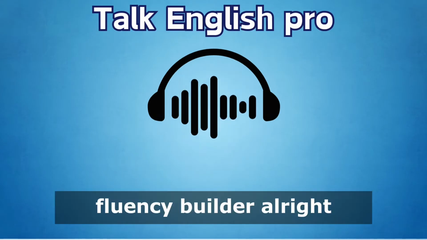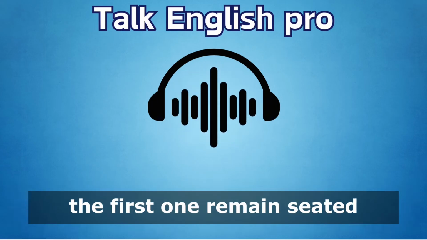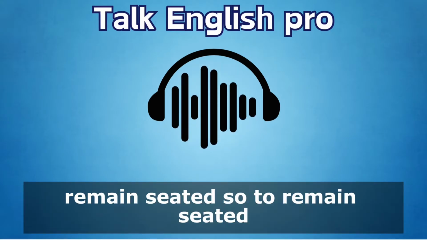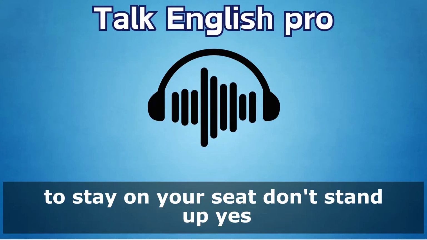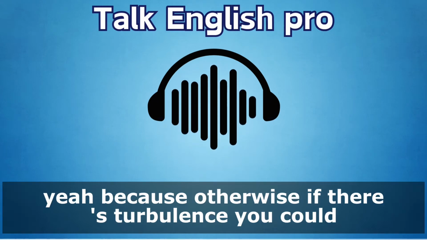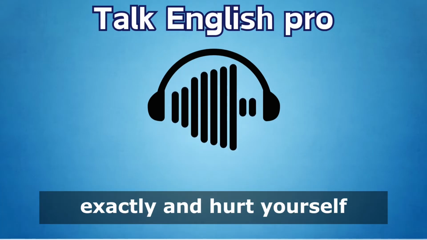Fluency Builder. All right, three phrases we have for you here. The first one, remain seated. To remain seated is really simple. To stay sitting, to stay in your seat. Don't stand up. This is really important in airplanes, because otherwise, if there's turbulence, you could end up flying around the airplane. Or fall and hurt yourself.